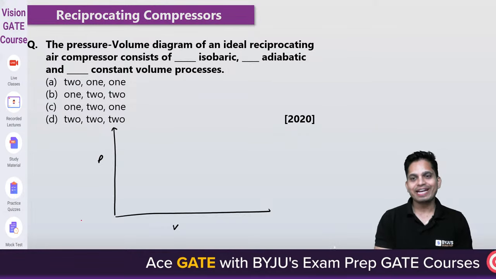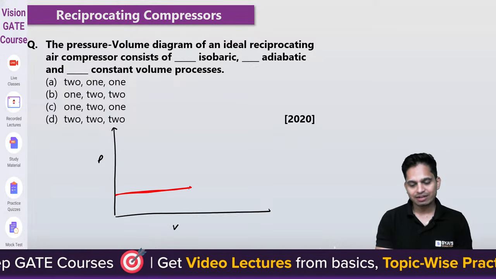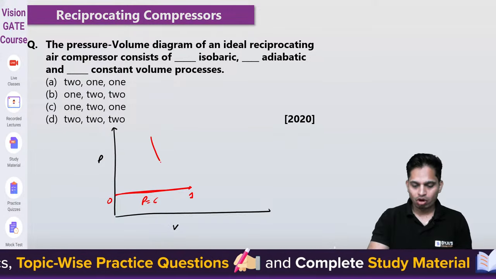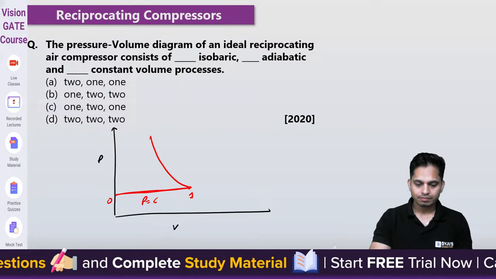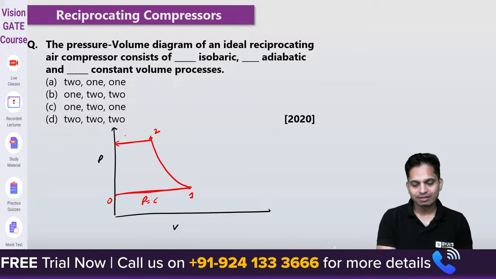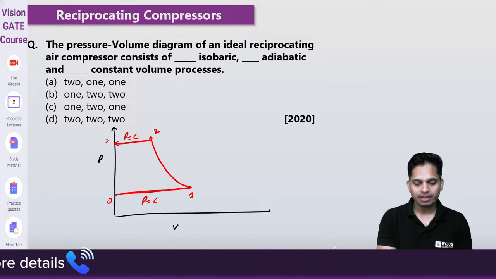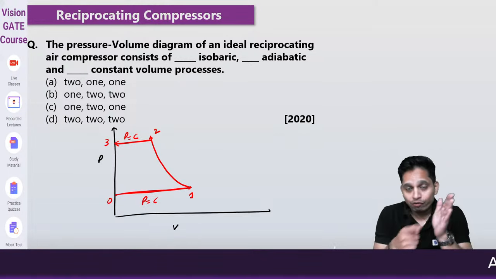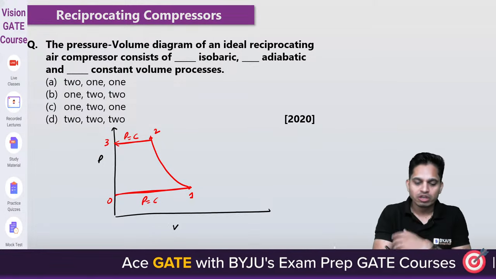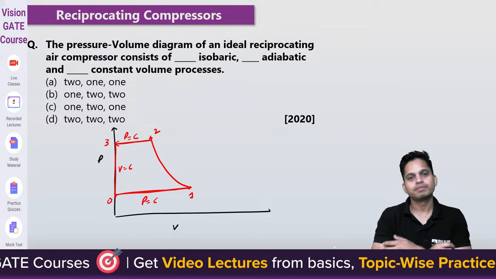How many processes does it take? You see, first of all, there is suction at constant pressure, 0 to 1. Then there is isentropic compression, 1 to 2. And there is constant pressure exhaust, delivery, you can say 2 to 3. And if I have to make a cycle out of it, because a thermodynamic cycle must be closed, I have to come back here and this will be constant volume.